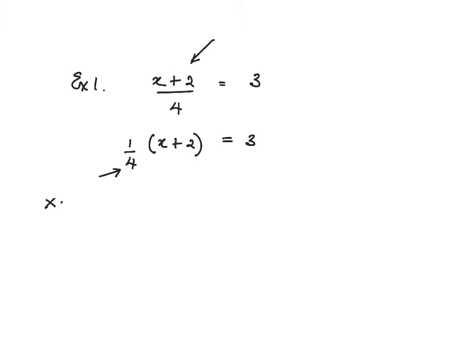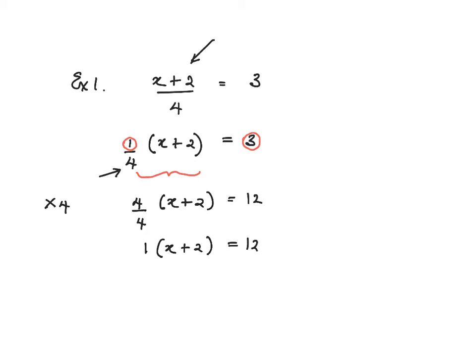So to get rid of a dividing 4, I'm going to multiply by 4. What am I going to multiply? I'm going to multiply this number, which takes care of this whole term, and I'm going to multiply this number here. So 4 times 1 is 4 over 4, (x plus 2). 4 times 3 is 12. Now, 4 over 4 is 1. And if we expand the bracket, we get x plus 2 equals 12. Subtract 2 from both sides, and x then equals 10.